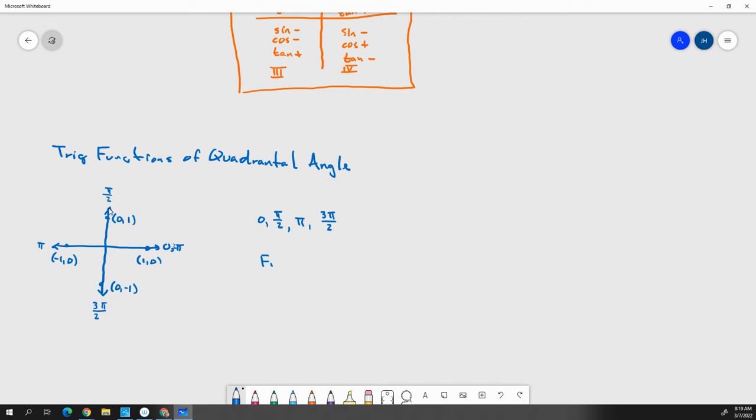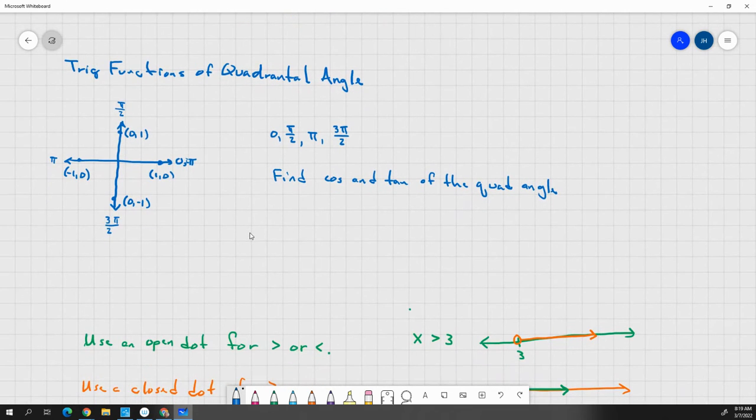So if I were to ask you to find the quadrantal angles, or let's see, what are we going to look for? We're going to look for cosine and tangent of the quadrantal angles. I'm glad it's just cosine and tangent, because if I had to find all six, that would take forever, right? It wouldn't be difficult, but it would take forever.